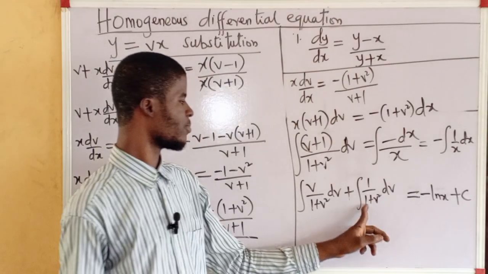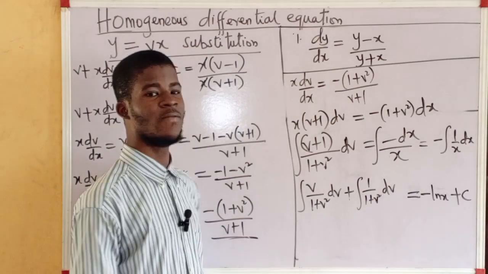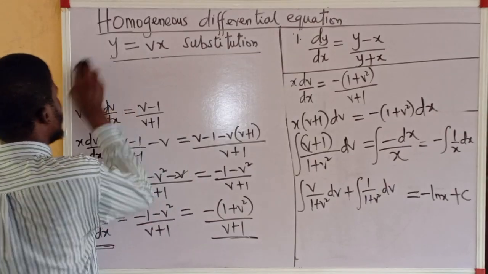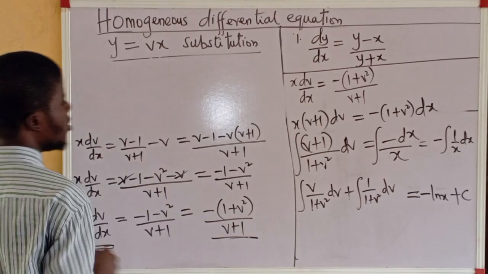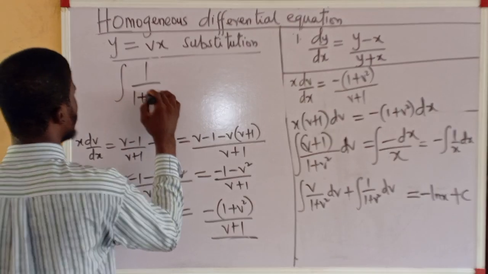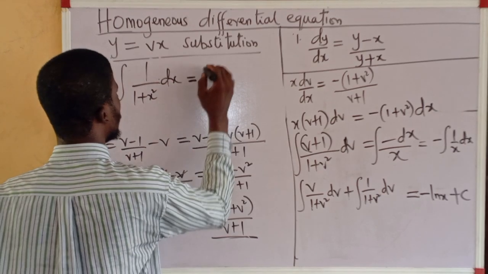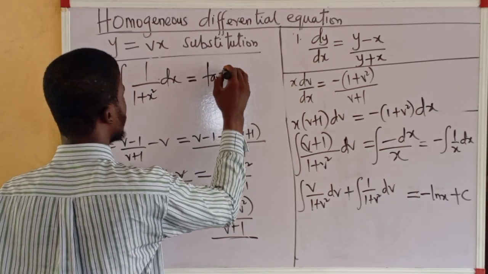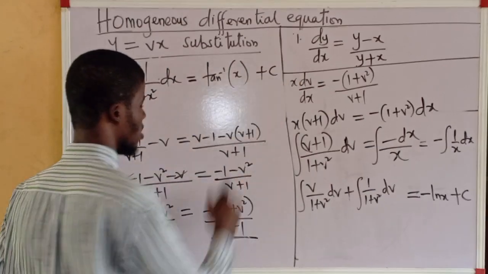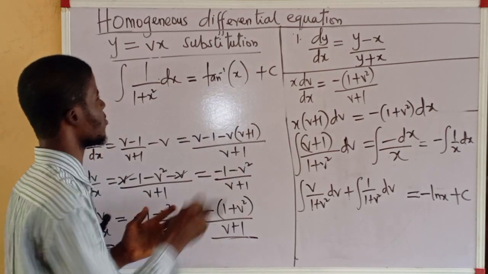Look at this very well. Let's start with this. The integral of 1 over 1 plus v squared dv. What is it equal to? It's straightforward. The standard integral says that the integral of 1 over 1 plus x squared dx is equal to the tan inverse of x, plus the arbitrary constant c. So basically, it is the tan inverse of x.